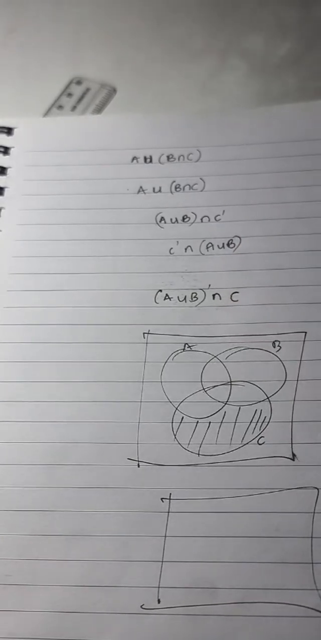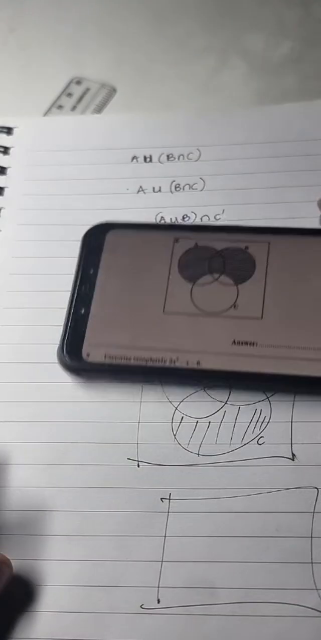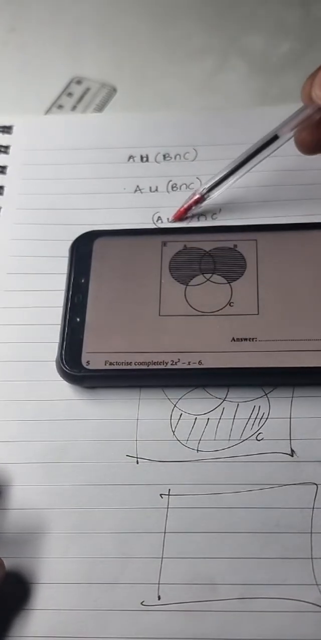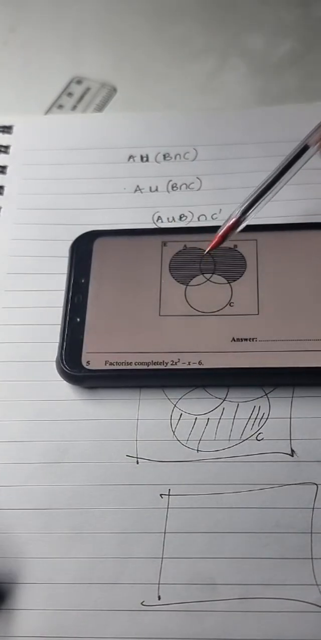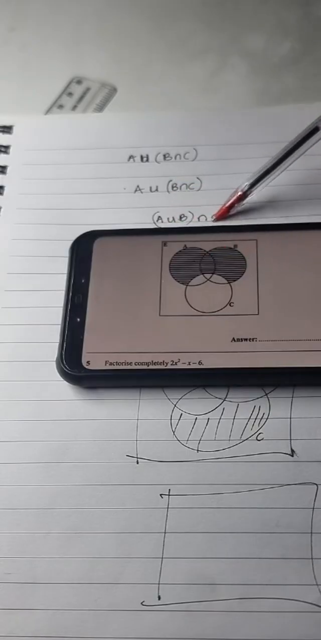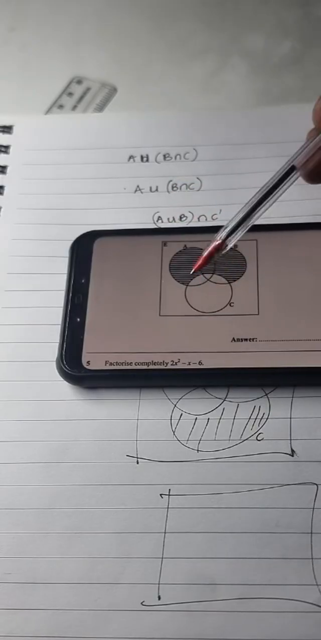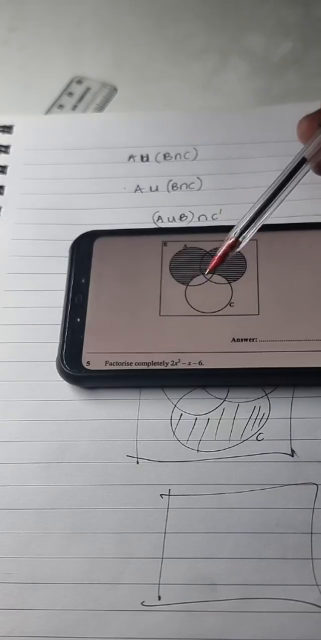No, sorry. The answer for this question is this one here. The elements of A are shaded together with the elements of B, which should intersect C complement. Since in C we didn't shade anything, C has a complement.